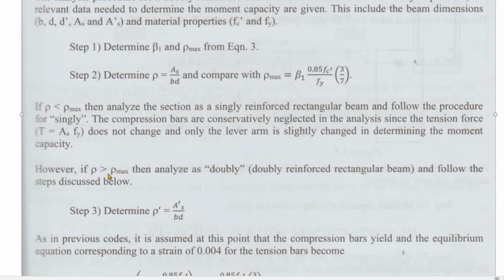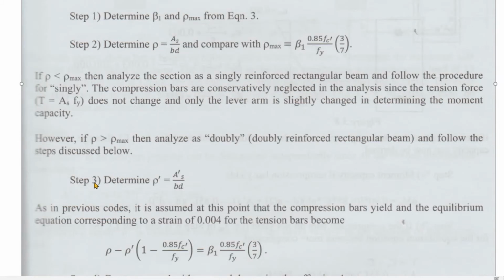Kailangan tatapatan mo siya ngayon ng katumbas niya na concrete compression. Tatapatan mo siya ng katumbas na compression force, which is dyan papasok yung ating A'S or yung compression steel. Okay, so step 3, determine now your rho prime or your compression steel ratio. So this is equal to A'S all over BD.